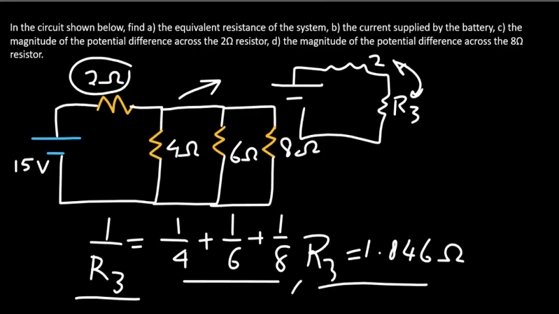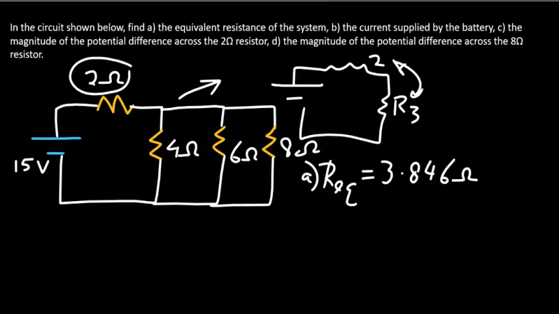So it's easier to combine, and to get the equivalent resistance of the circuit, it is just a sum of the two. 2 plus 1.846, which would give you 3.846 ohm.